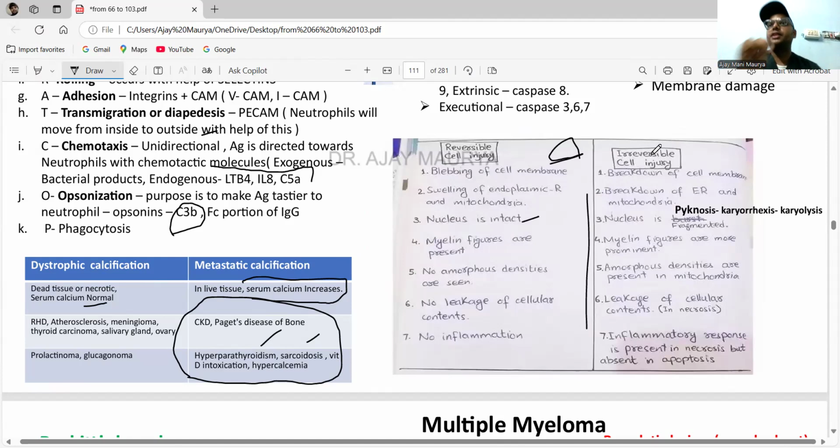Coming to irreversible cell injury, there is a breakdown of the cellular membrane, and a breakdown of the endoplasmic reticulum and the mitochondria. Remember here how the DNA is going to be destroyed.